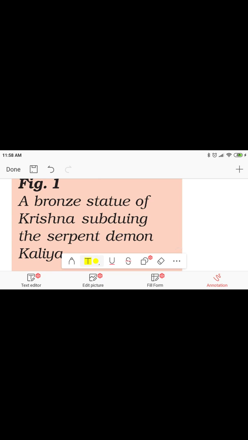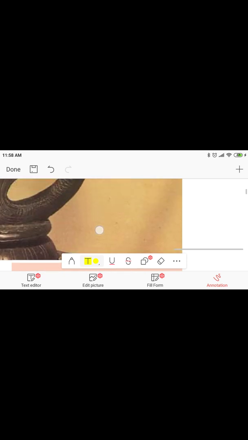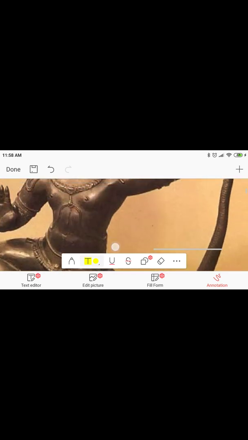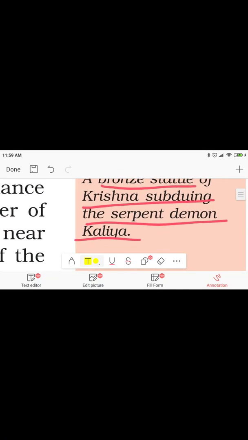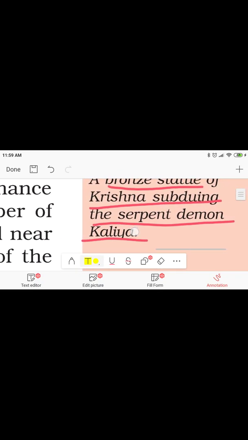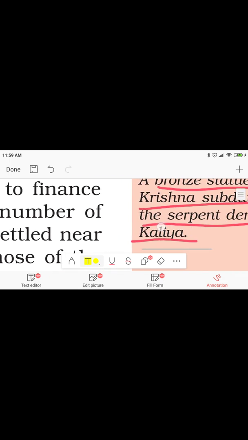Now this says that the figure that we just saw was a bronze statue of Krishna. We can have a look at that again. It is a statue of Krishna subduing the serpent demon Kaliya. Now, what is Krishna doing? He is subduing the serpent demon Kaliya. Is this clear, you guys?